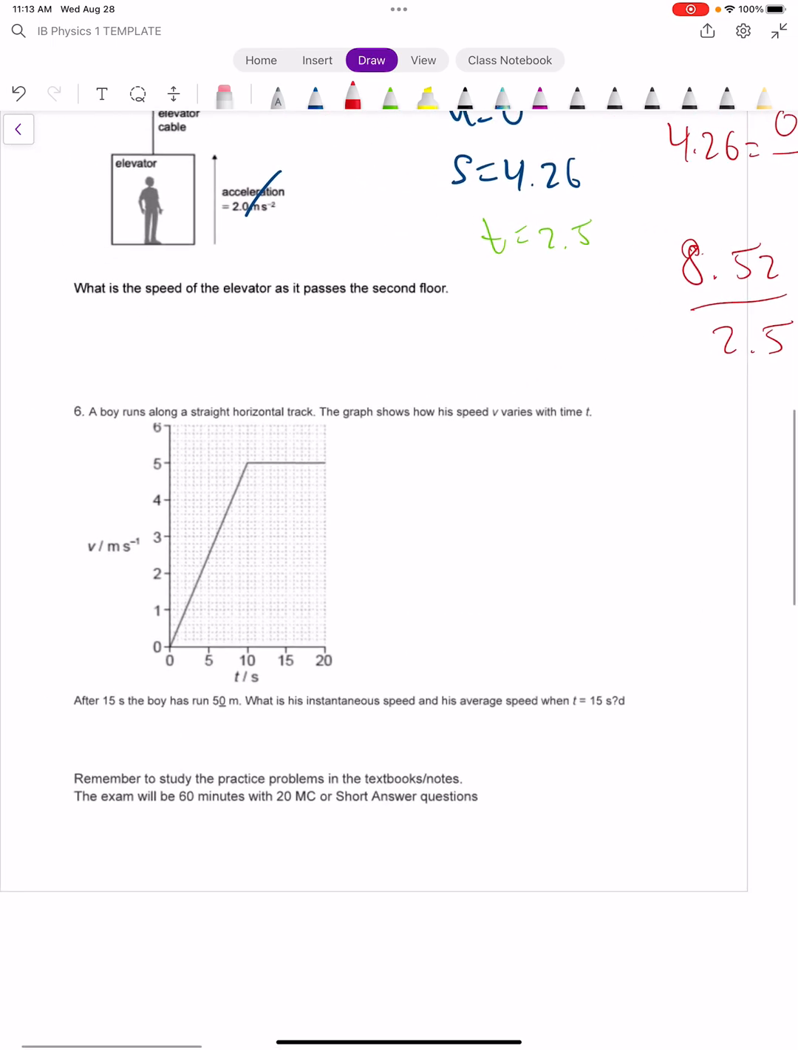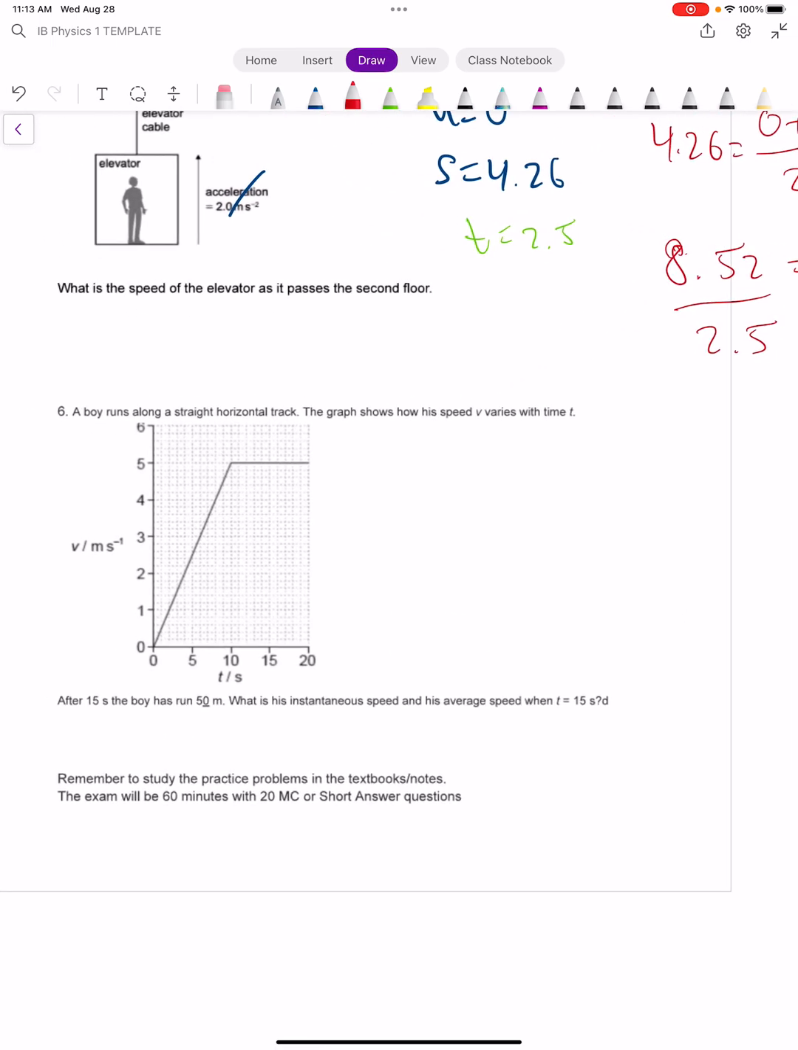All right. Here's a graph. This is a velocity versus time graph. We haven't done too many velocity versus time graphs, but basically it's just showing the velocity as time goes on. This is not to be confused with a distance versus time graph. After 15 seconds, the boy has run 50 meters. What is the instantaneous velocity at time 15?